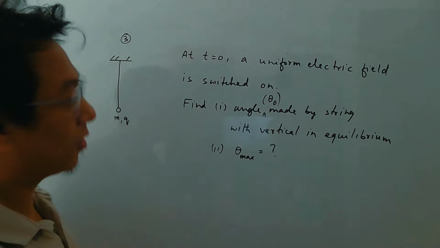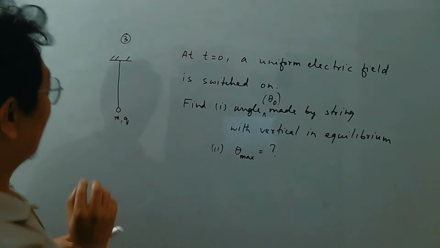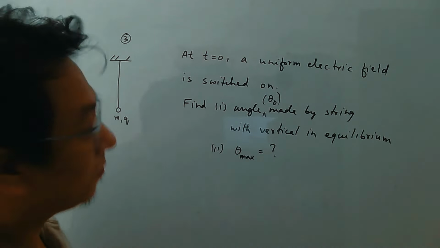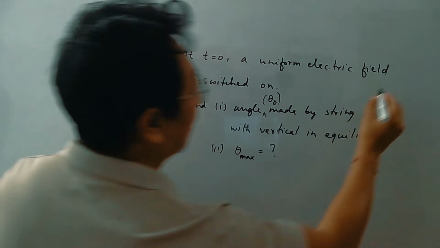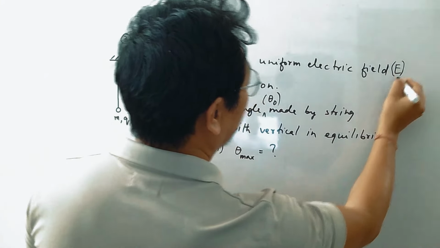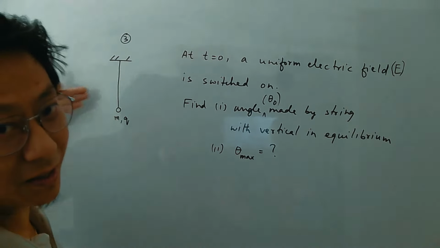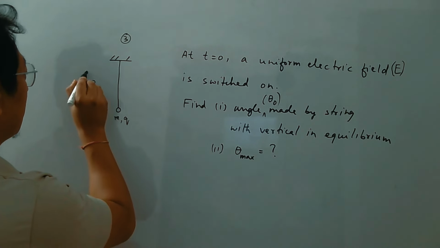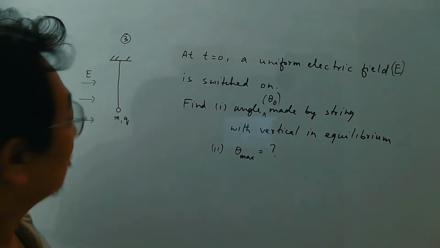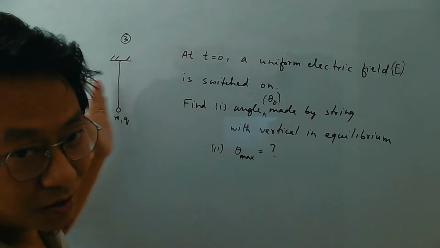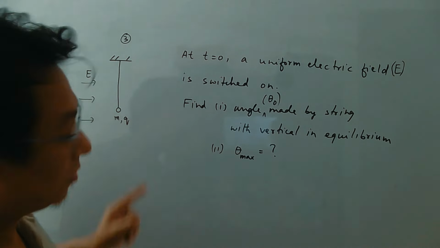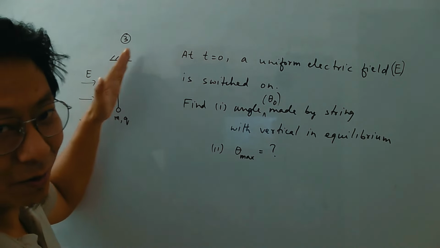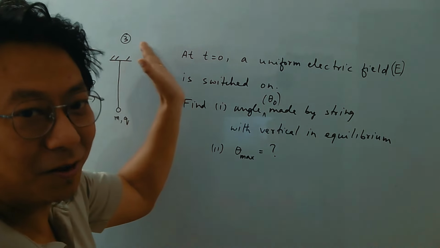Now let's see the last problem. So we have a pendulum whose bob has mass m and we have given a charge q to the bob of the pendulum. At t0, a uniform electric field capital E is switched on, let's say in the right direction. Okay, so in this direction, we have switched on a uniform electric field. So because of the electrostatic force experienced by this bob due to its charge, this pendulum will deflect, right? It will go this side because of the electrostatic force.